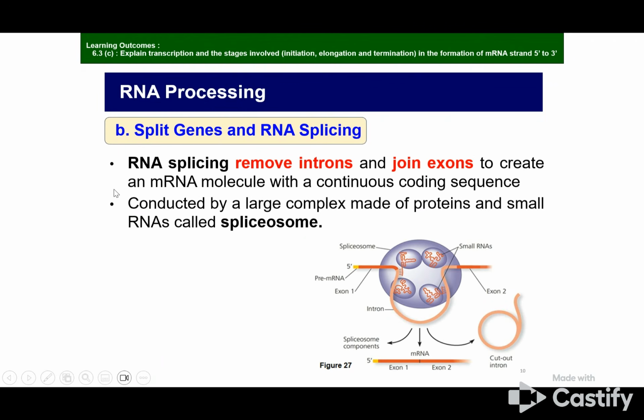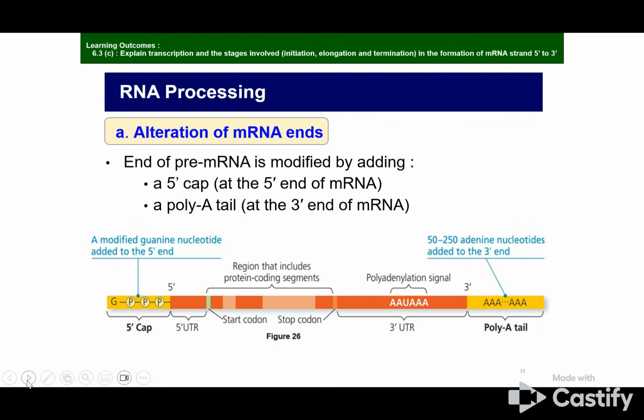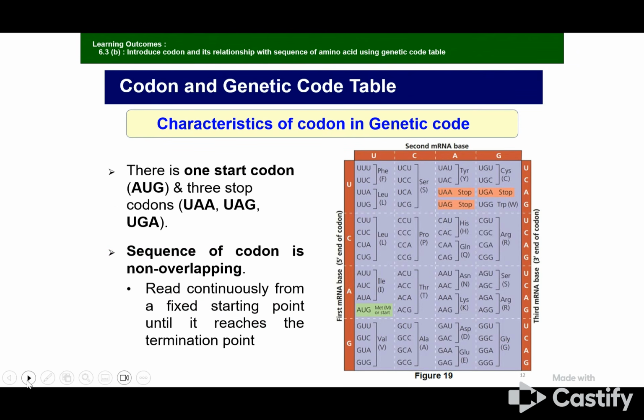Next, it will undergo splicing to remove introns, which are non-coding, and join the exons to create an mRNA molecule with continuous coding sequence, which is conducted by the spliceosome. So you have to read all of these. Okay, next.